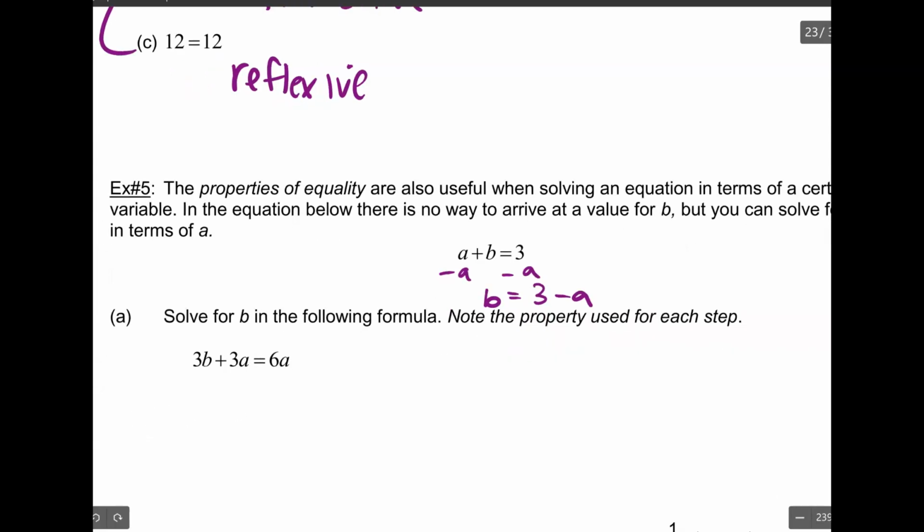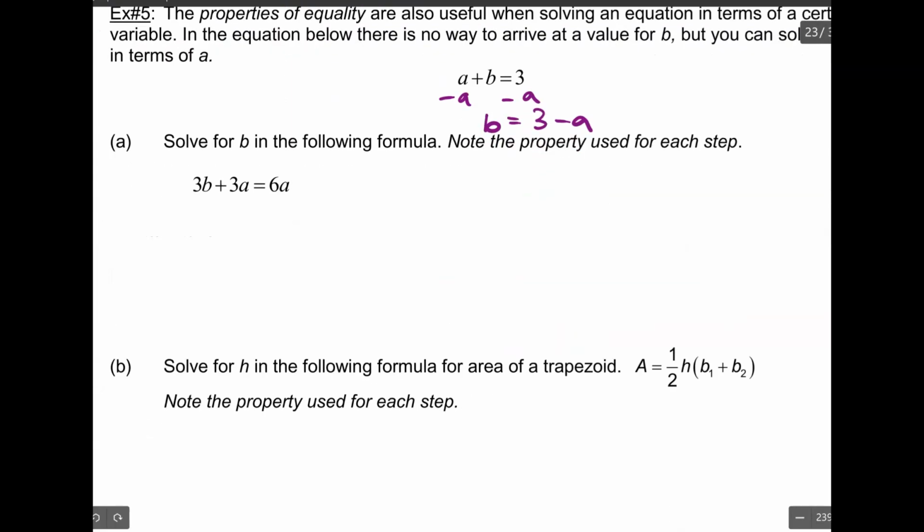When it says note the property used in each step, it's okay. I changed my mind about doing that. What I want to do is solve for b. How can I get b by itself? Minus 3a, so I have 3b equals 3a, now what? Divide by 3. So I get b equals a. Yep.